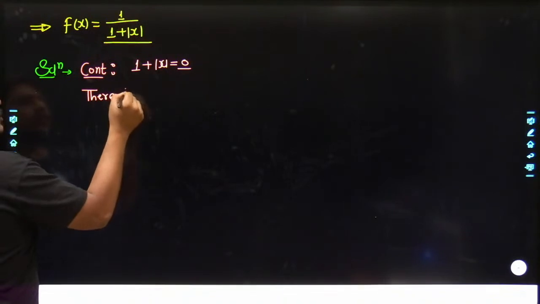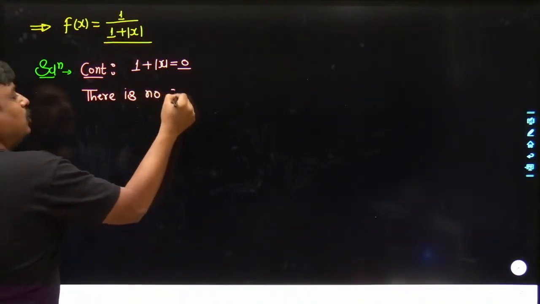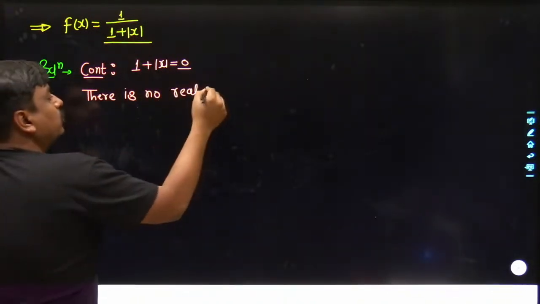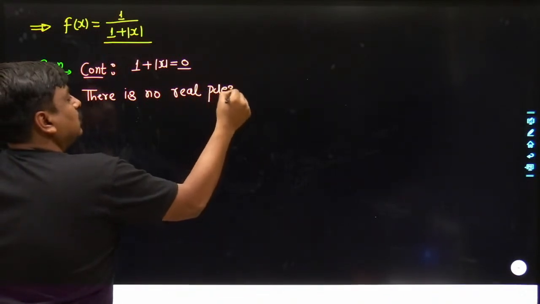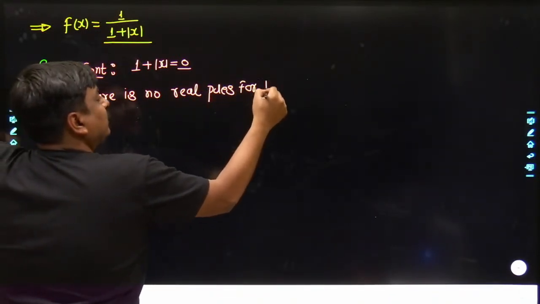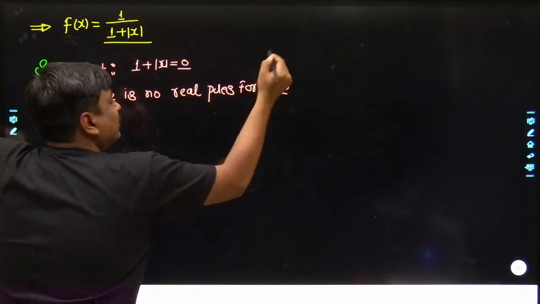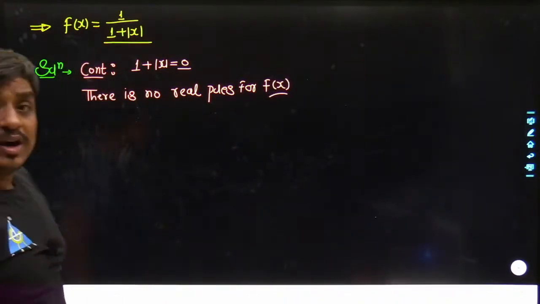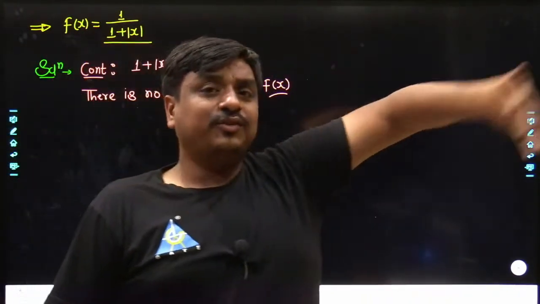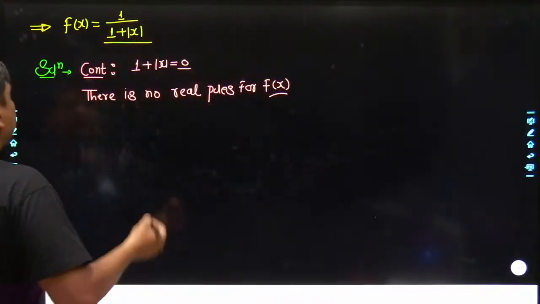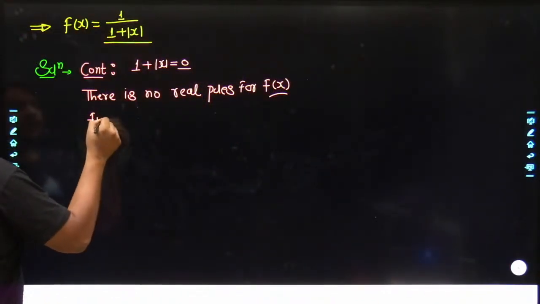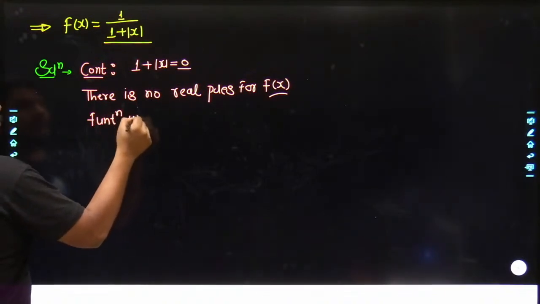there is no real poles for the given function f of x. What does it mean of it? That means the function would remain continuous throughout the span of x. The function would remain continuous.